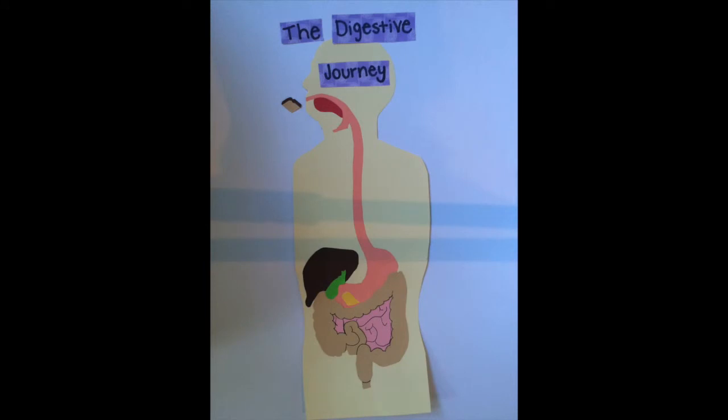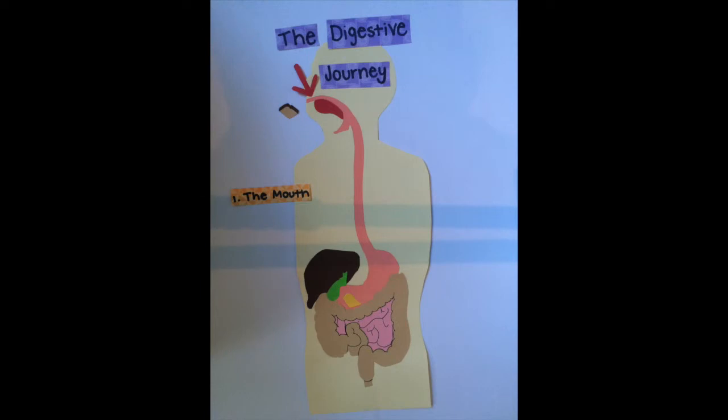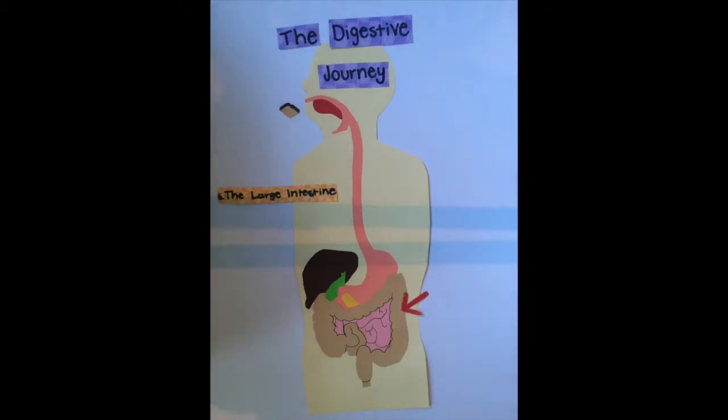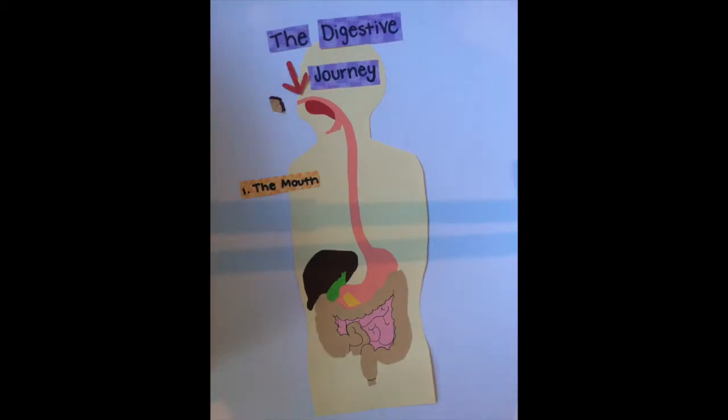Alright, so your digestive system is broken up into 6 different parts. Number 1, mouth. 2, pharynx or throat. 3, esophagus. 4, stomach. 5, small intestine. And 6, large intestine. The first stop on the digestive journey is the mouth.